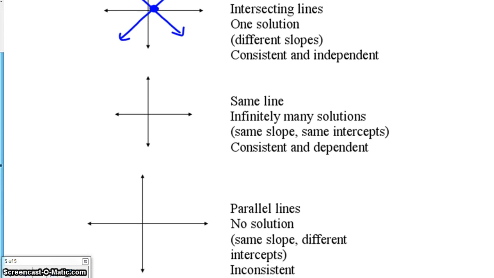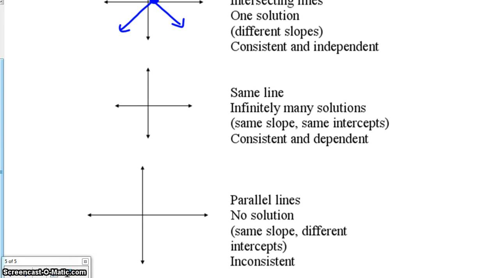Our next type of graph or solution occurred when we had the same line. Same line has infinitely many solutions. Same slope, same intercepts, it's considered consistent and dependent. And the last type of graph and solution had parallel lines. When we have parallel lines, our lines do not intersect on the graph, so there is no solution. It happens when our lines have the same slope but different intercepts, and our graph is considered to be inconsistent.